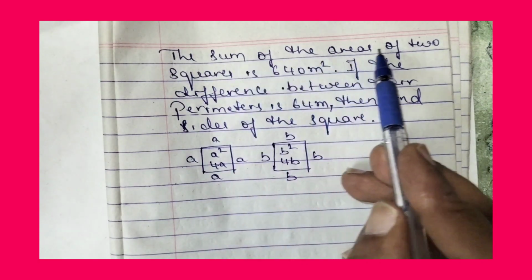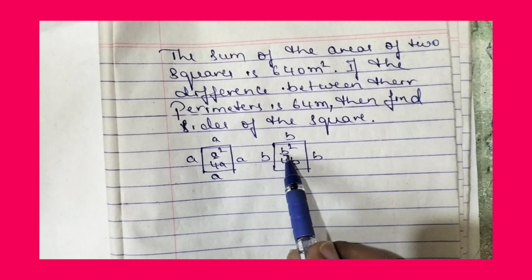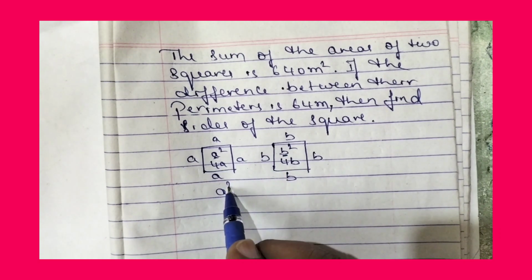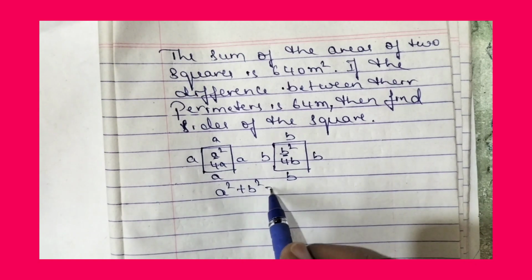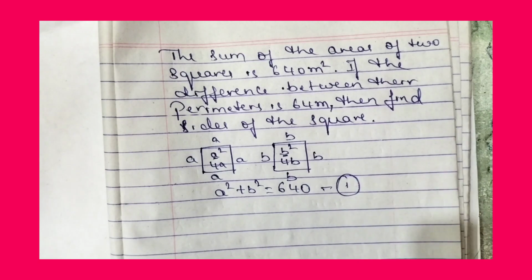Now the sum of the areas of the two squares. The area of this square is a square and the area of this square is b square. Add them: a square plus b square will be equal to 640. You call it equation 1.